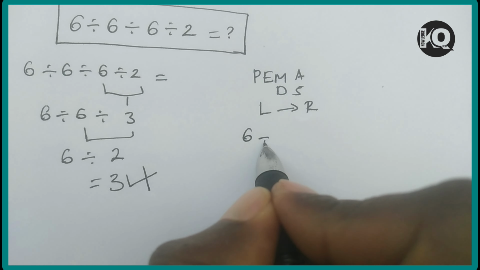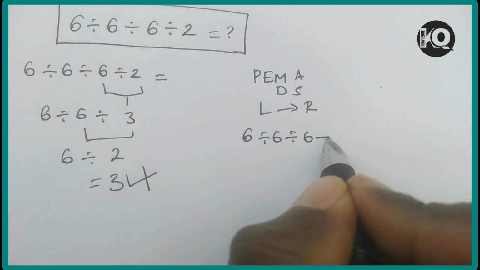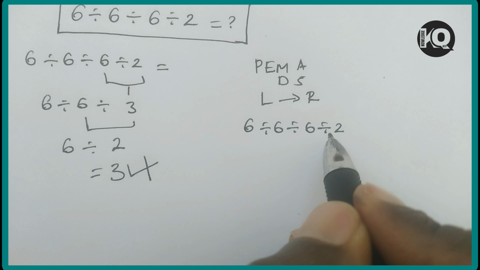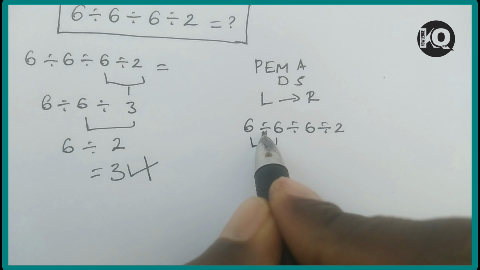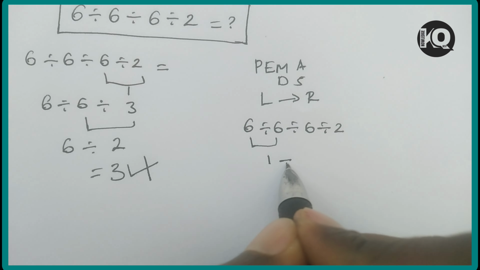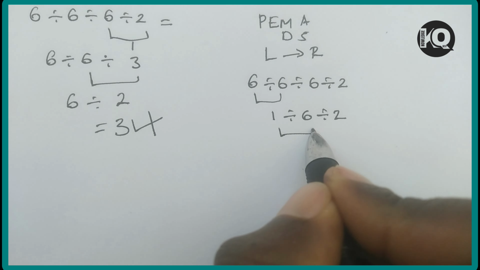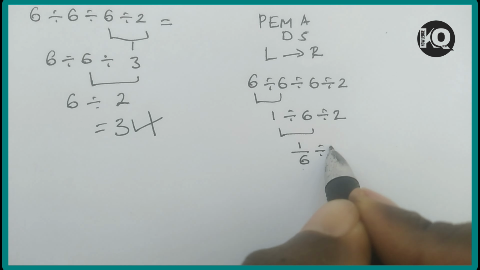That's 6 divided by 6 divided by 6 divided by 2. So let's begin. We have more than one division, so let's begin from the left. So 6 divided by 6 will be 1, divided by 6 divided by 2. And then 1 divided by 6 will be 1 over 6, divided by 2.